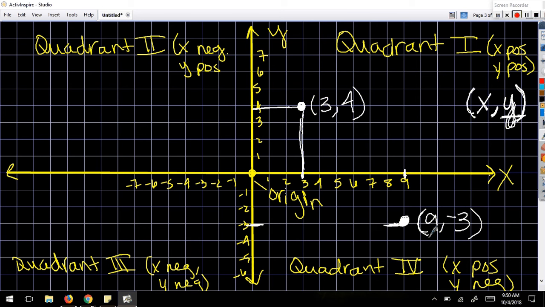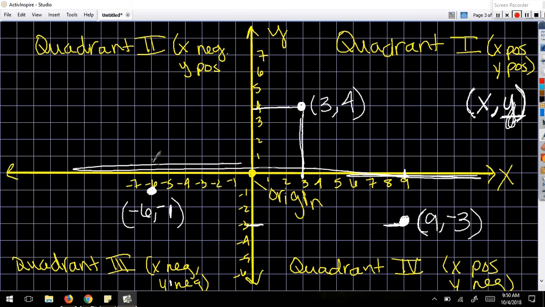Is anybody confused on naming the points this way? One more. Let's do one more. How about this point? It's (-6, -1). I do left to right first, so it's -6, then -1. This is the x-axis, right? So it corresponds to -6 right there. See that dot right there?